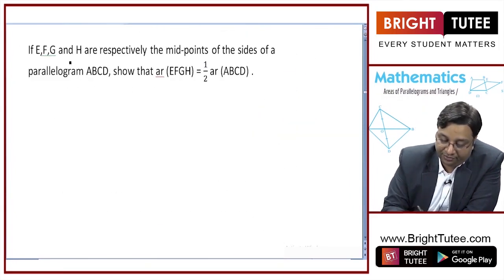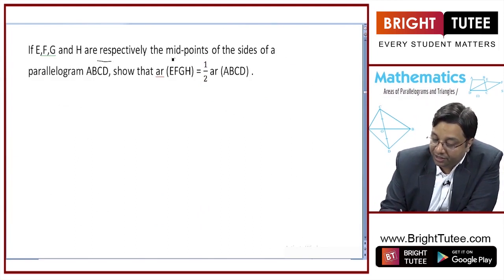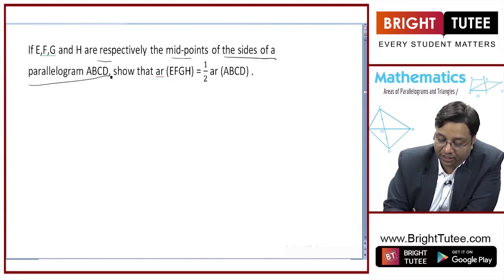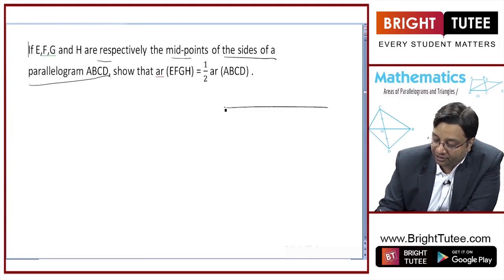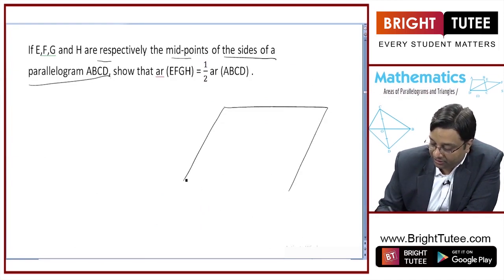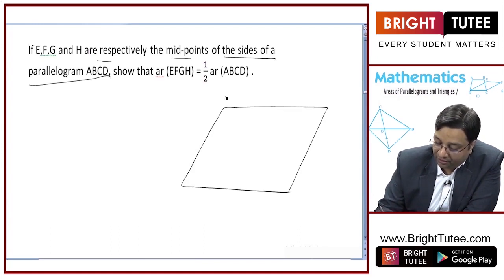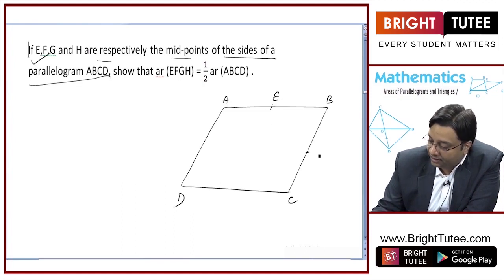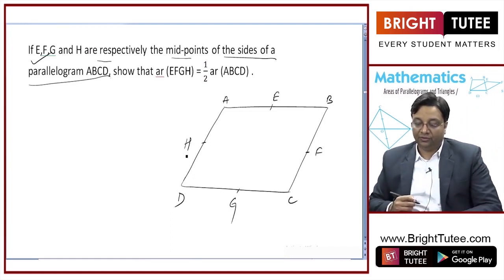If E, F, G, H are respectively the midpoints of the sides of a parallelogram ABCD. First of all, let us draw this so that we can visualize it easily. So, there is a parallelogram ABCD and E, F, G, H are respectively the midpoints. So, E is the midpoint of AB, F is the midpoint of BC, G is the midpoint of DC and H is the midpoint of AD.